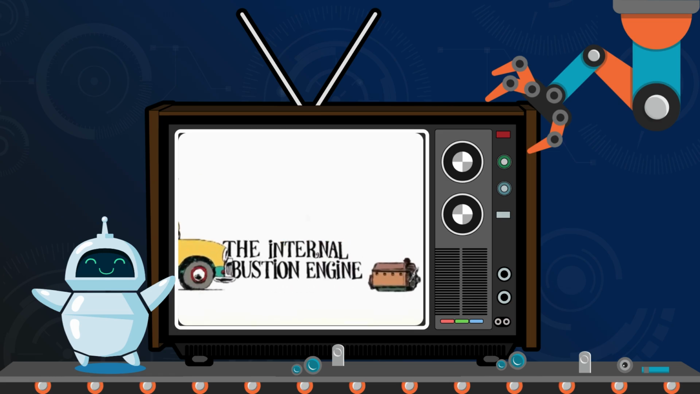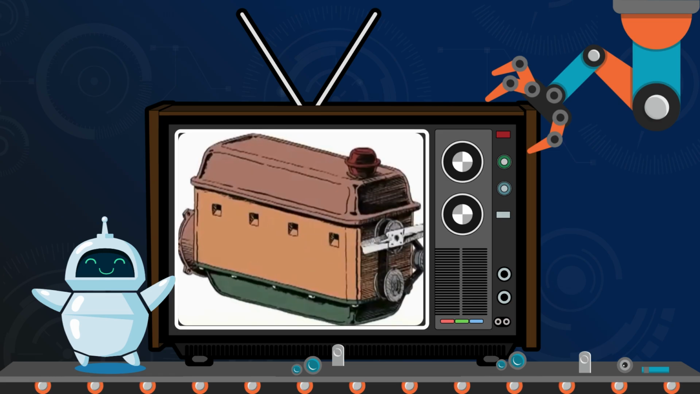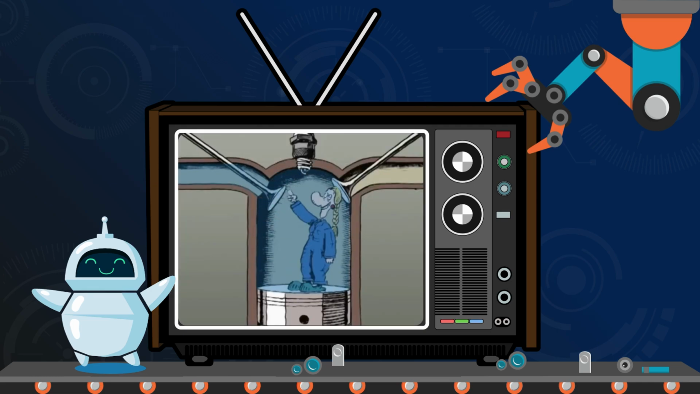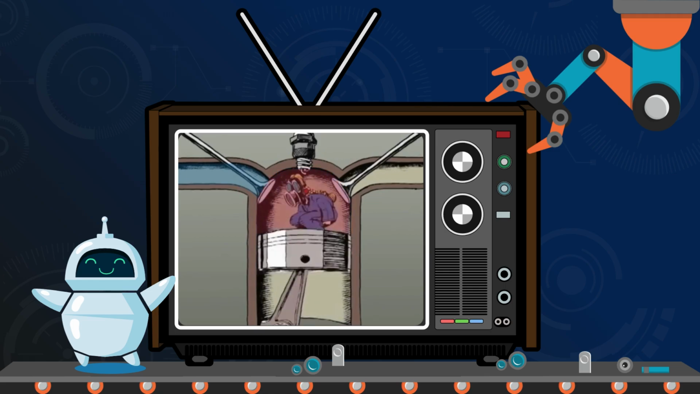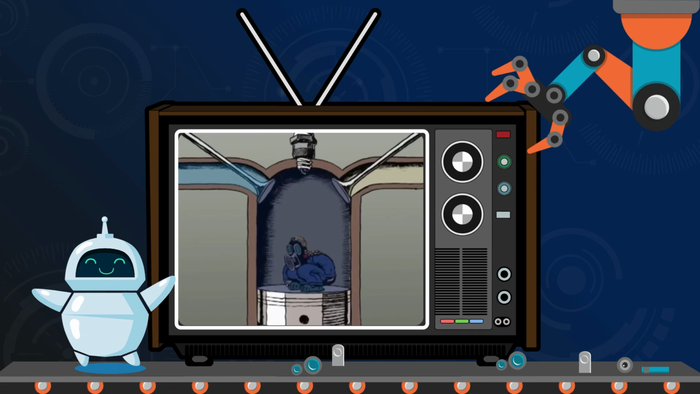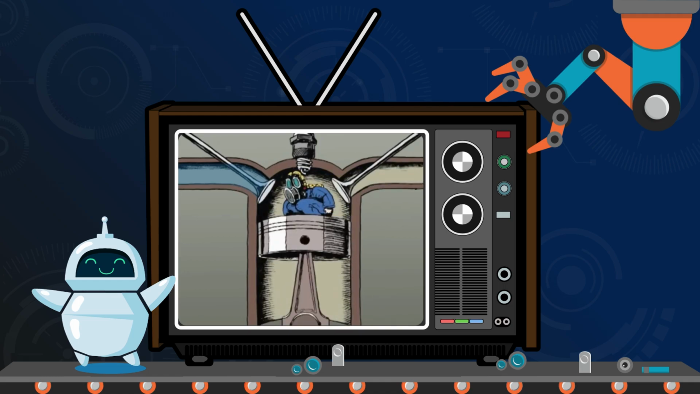The internal combustion engine. The engine works in 4 stages. First, a valve opens and the piston lowers, letting a mixture of fuel and air into the combustion chamber. Second, as it comes up, the piston compresses the fuel-air mixture. Third, a spark from the spark plug ignites the mixture, which pushes the piston down again. Fourth, the exhaust valve opens and as it comes up, the piston pushes the spent gases out. And the cycle starts over again.